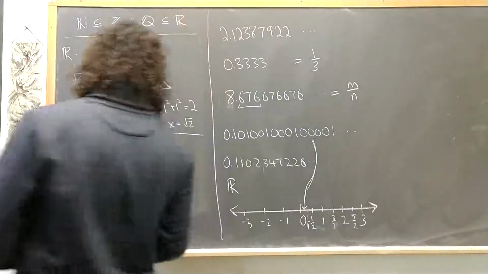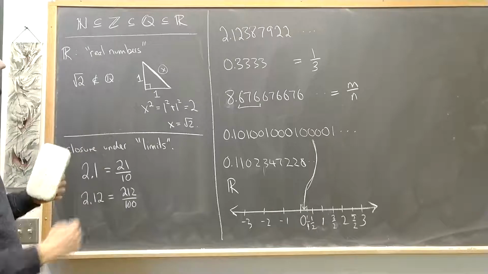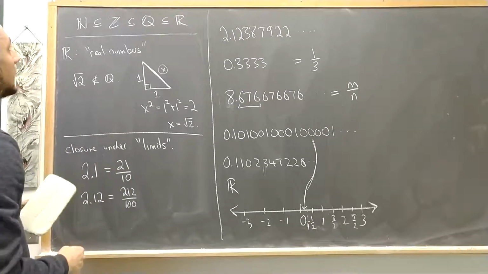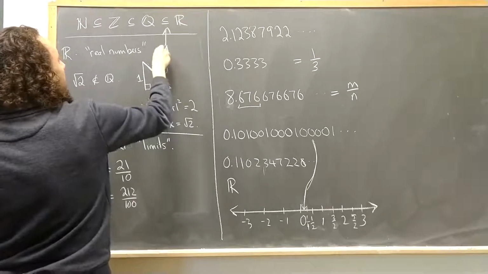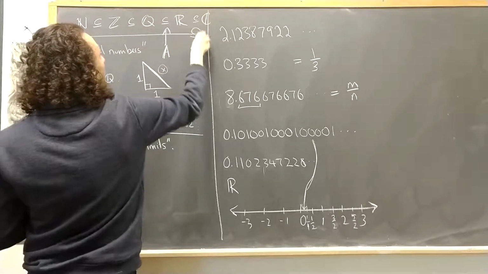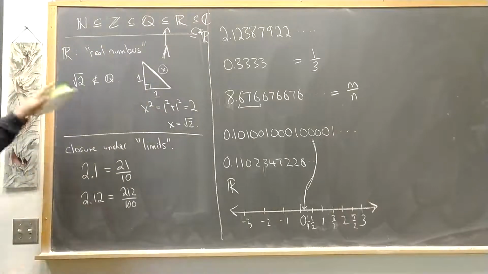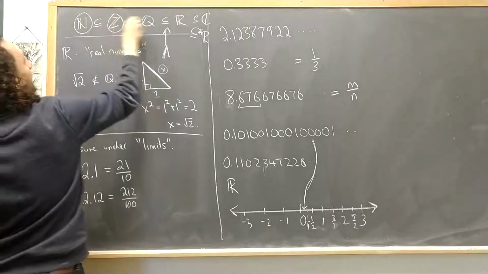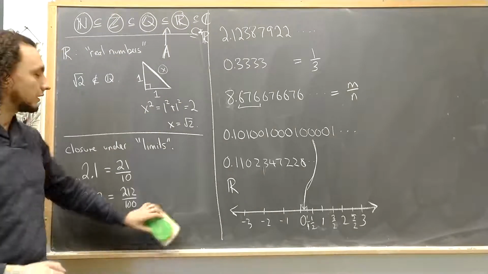Now, none of this has been a formal definition, but I have, I hope, given you an idea of these four most common number systems. I haven't told you about some intermediate systems like the algebraic numbers, or the complex numbers, or the hyperreal numbers, all of which fit into this picture, but the four most standard ones are these four, and they sit nicely inside of each other like this.